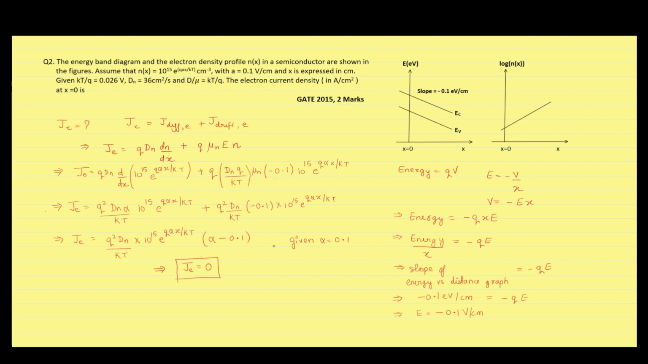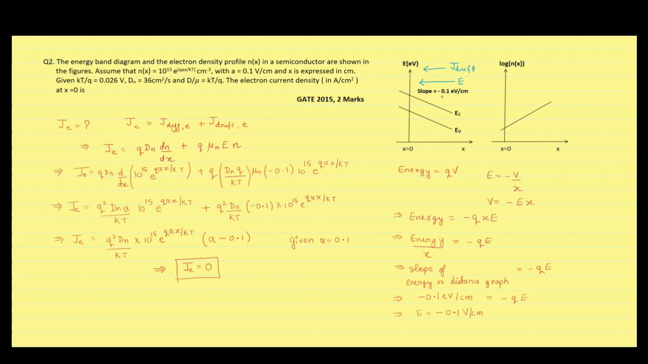Like if you see in the first graph, this graph was provided for drift current only. By merely looking at the graph, you can tell that the electric field will be in this direction, and drift current due to electron as well as holes flows in the direction of electric field. Therefore, drift current will be in this direction.